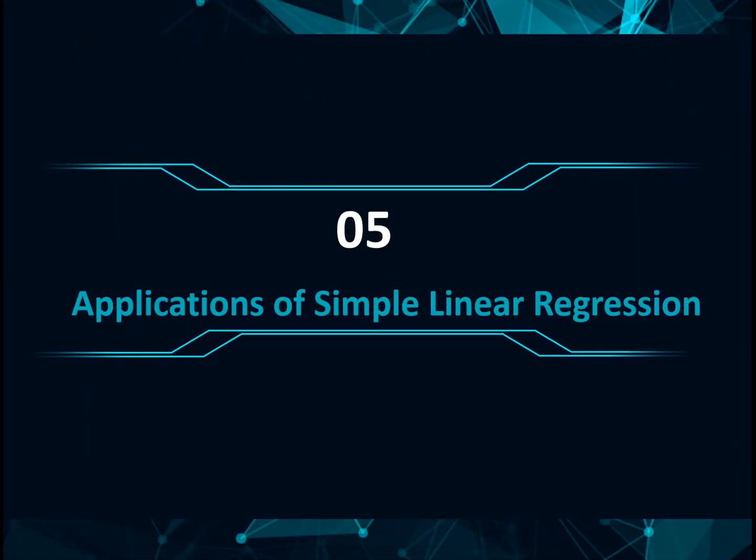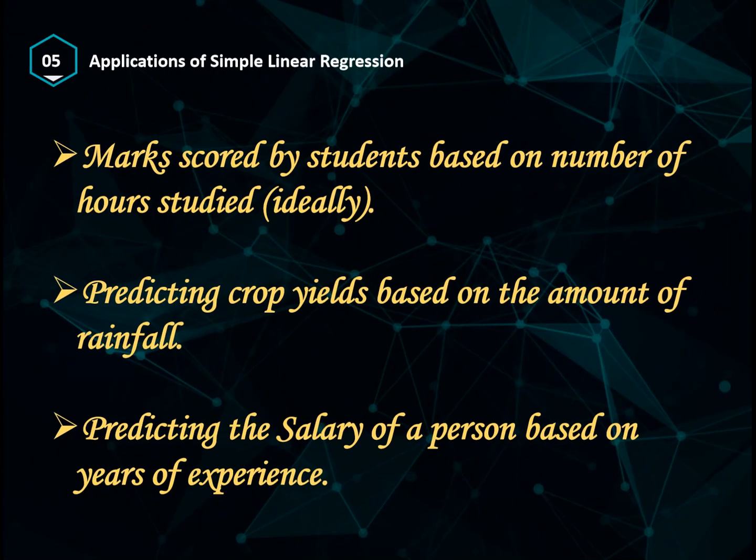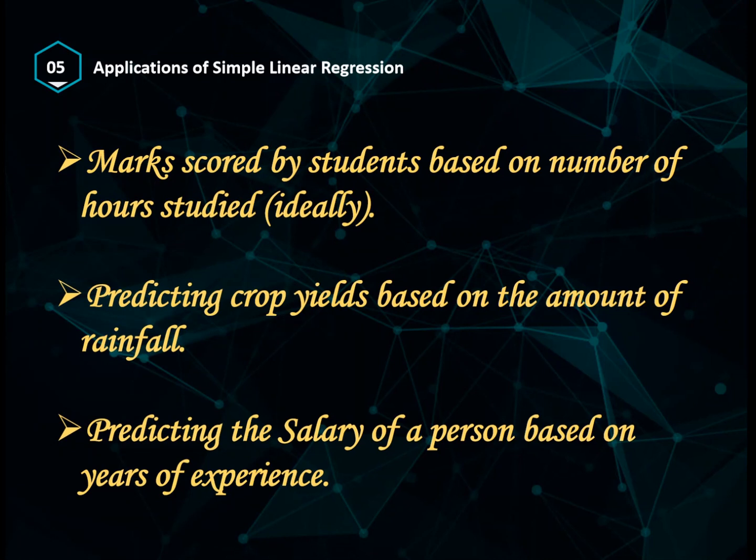Now let us see what are the applications of simple linear regression. Here I listed a few. Marks scored by students based on number of hours studied. Here, marks scored in exams are dependent and the number of hours studied is the independent variable. Predicting crop yields based on the amount of rainfall. Here, yield is the dependent variable while the measure of precipitation is an independent variable.